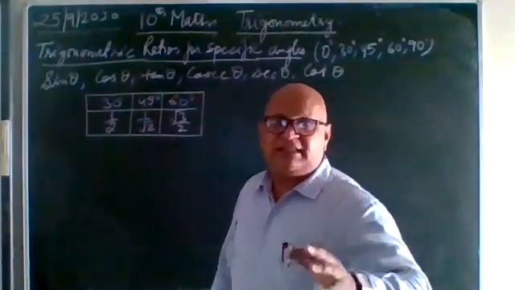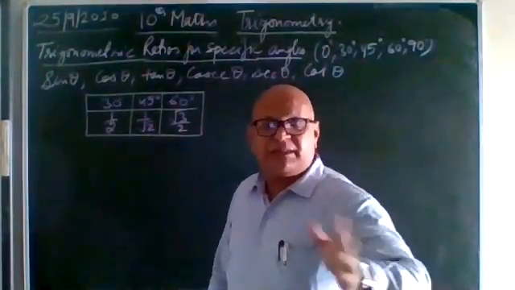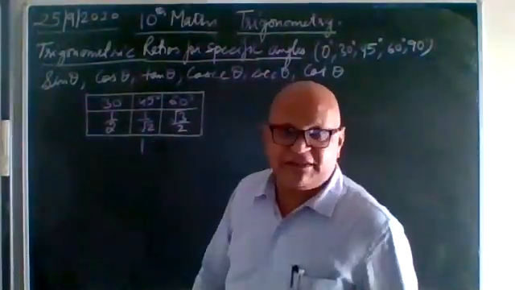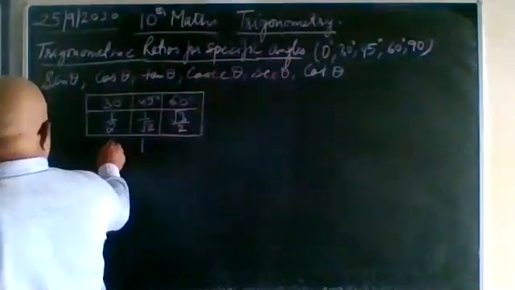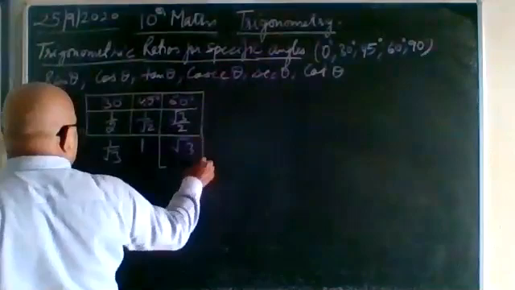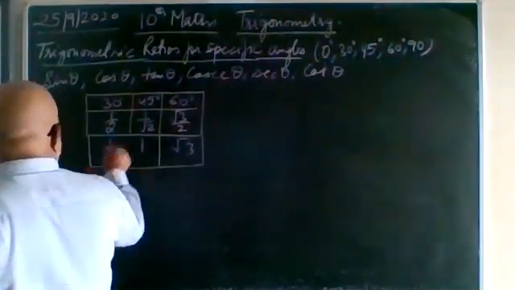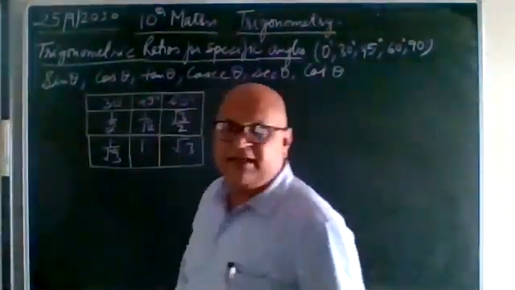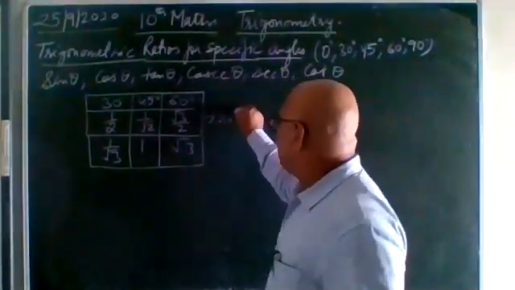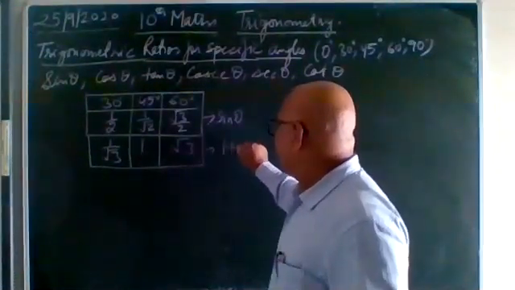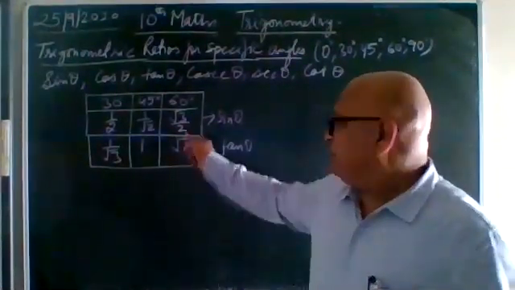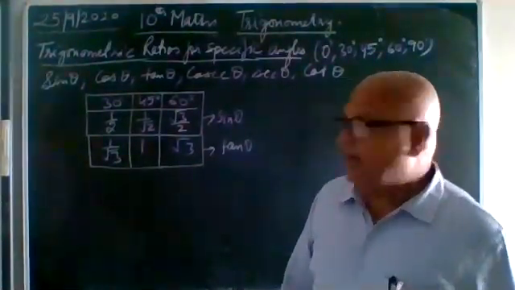Now when you know sin theta and cos theta, the simple thing is tan theta. For tan theta, tan 45 is 1, and here it is 1 by root 3 and root 3. So this is the value. When I say tan 30, this is for sin theta and this is for tan. Tan 30 is 1 by root 3, tan 60 is root 3, tan 45 is 1 by 1.